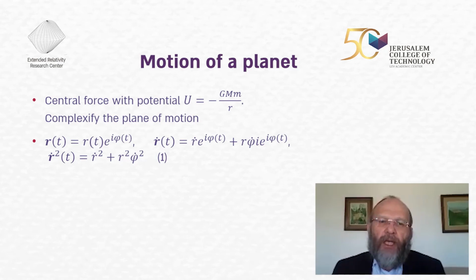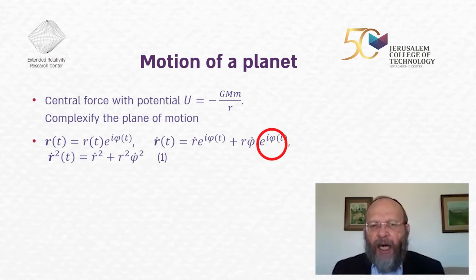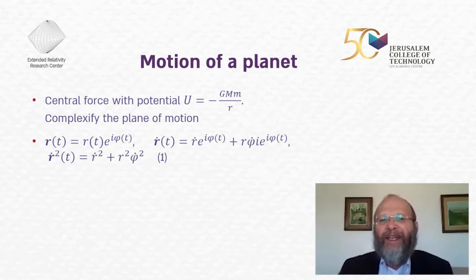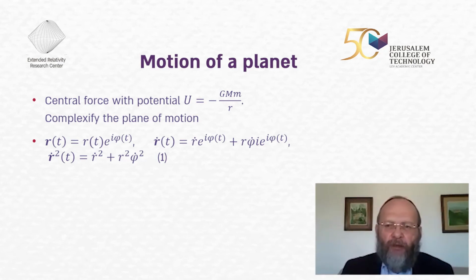R dot is the velocity. What is the size of such a vector? Now, e to the power i phi is of length 1. So this part has length r dot. Here, i times e to the power i phi is also of length 1 and perpendicular to this one. So by the Pythagorean theorem, the velocity squared equals r dot squared plus r squared phi dot squared. So we have an explicit form for the magnitude of the velocity.